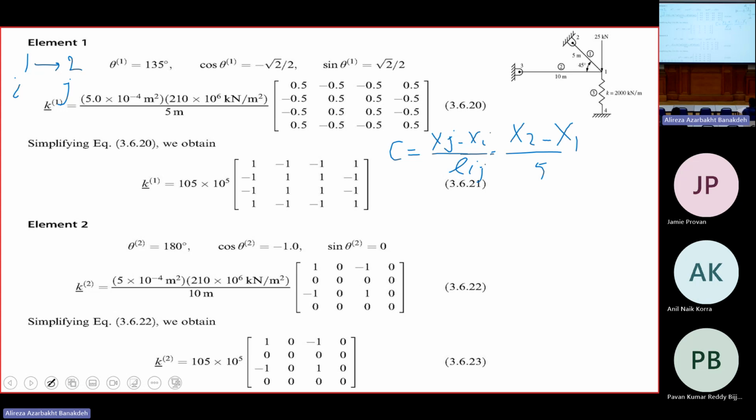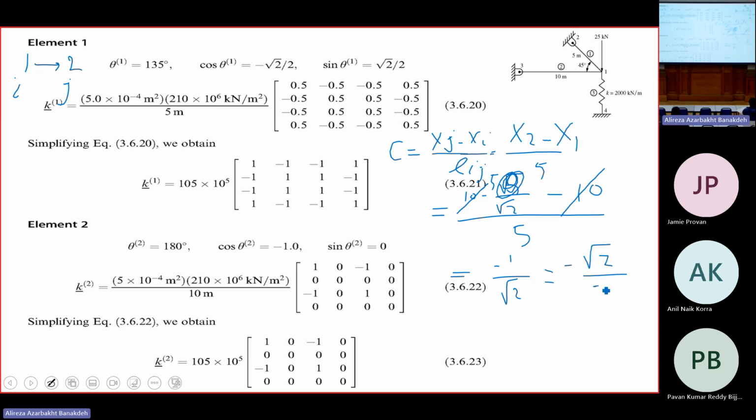X2. What is x2? Absolutely correct. 10 minus 5 divided by 5 square root of 2, minus x1, 10 divided by 5 meter. This goes away. I have 5 divided by this one. Eventually you will get minus 1 divided by square root of 2, which is obviously equal to this one as well, which is this you see here. Okay?